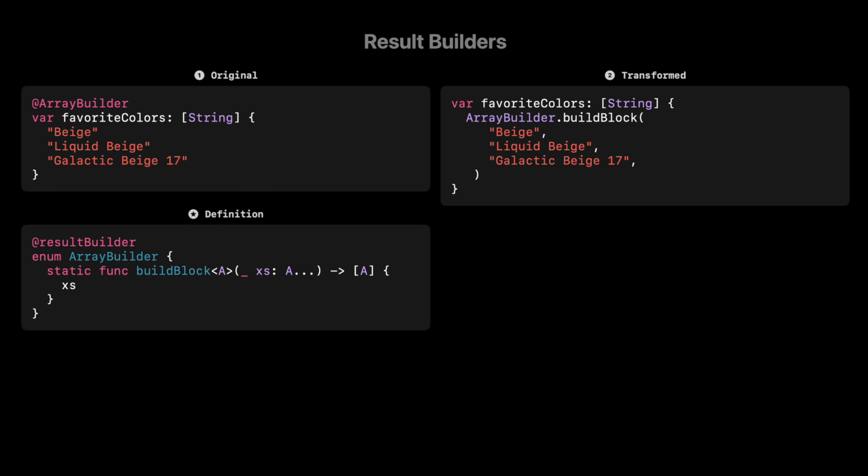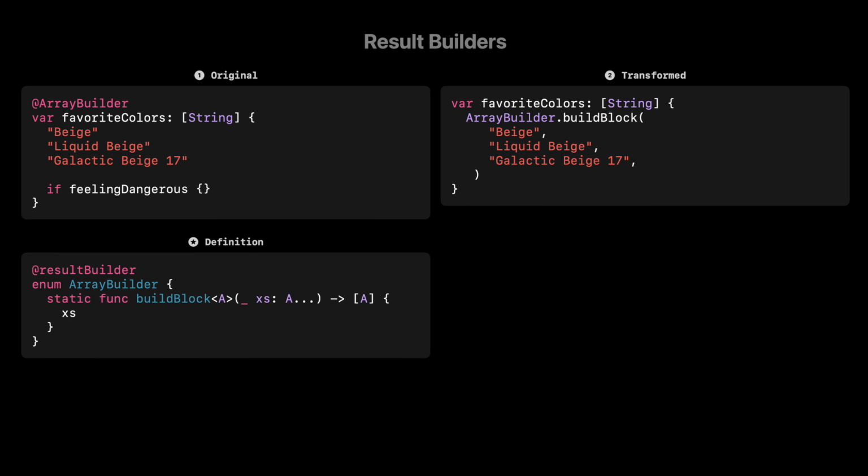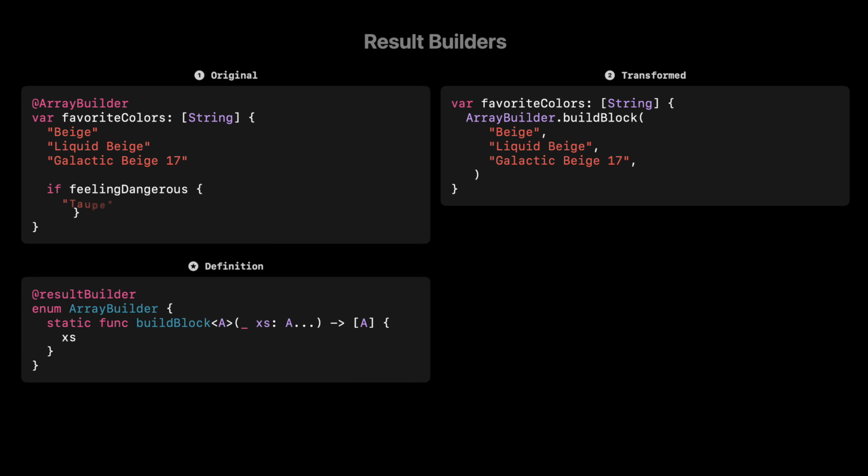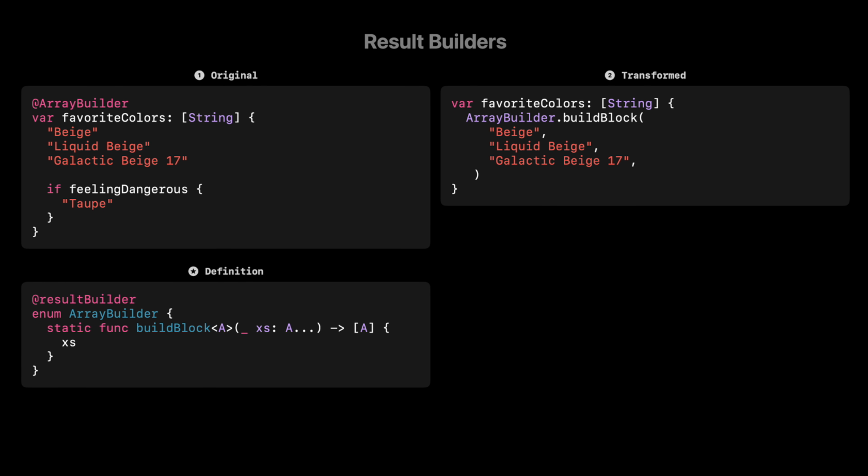secretly are. But now let's make things a little more interesting. If we're feeling particularly dangerous, we might be interested in taupe. We've strayed a bit from beige, but we're feeling it. So we already know that this sort of thing is supposed to work, but how? What will this now transform into? Previously, every new line was passed along to our build block function, but what's going to happen now? Well, when you have a conditional like this, without an else case, some more things will happen.